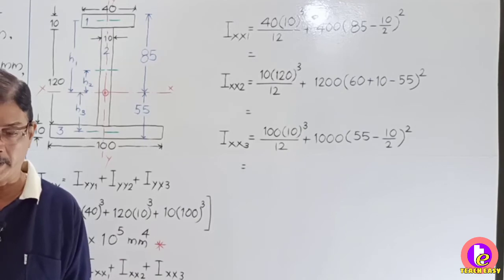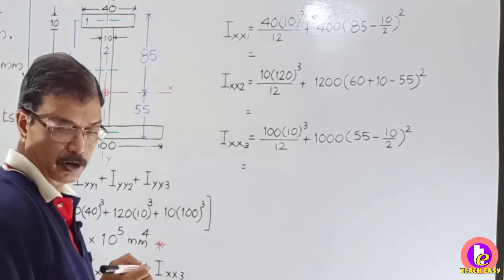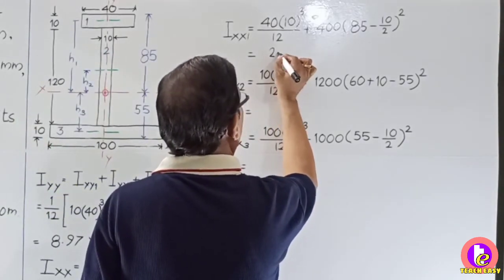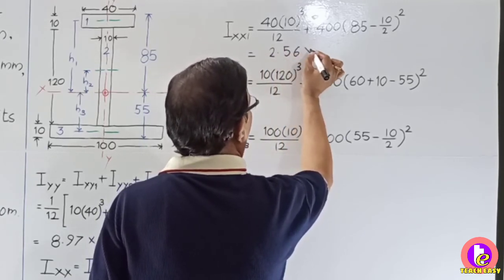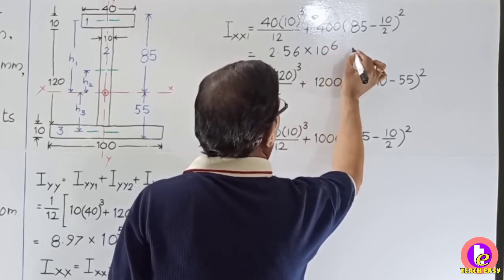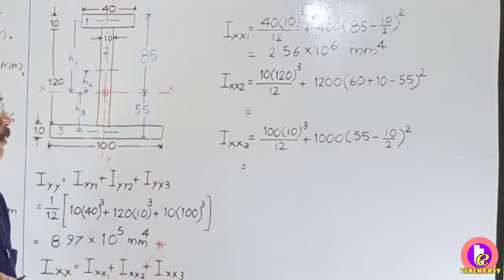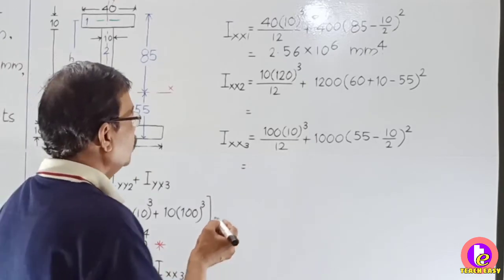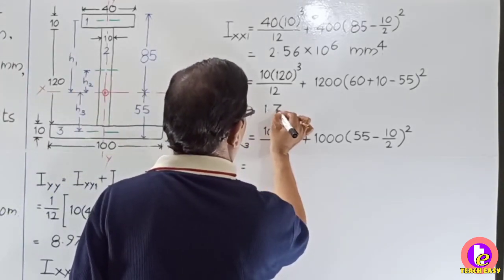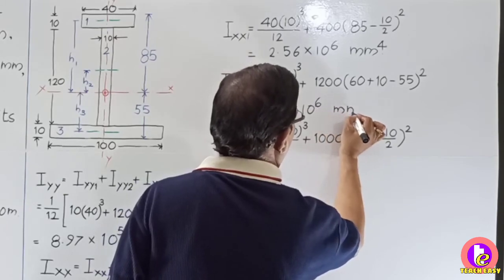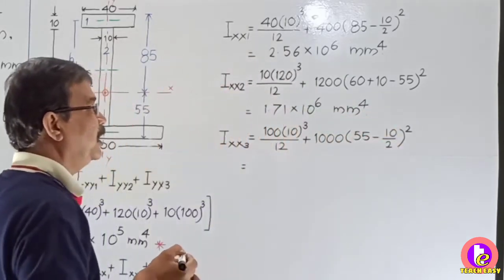So by scientific calculator, you can get the value of Ixx1 as 2.56 into 10 raised to 6 mm raised to 4. See, look here, make it a habit to calculate all the values, because calculations are equally important. Let us calculate Ixx2. It comes out to be 1.71 into 10 raised to 6 mm raised to 4. Please calculate it and please confirm your answer.